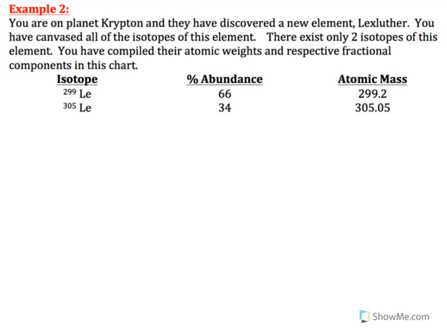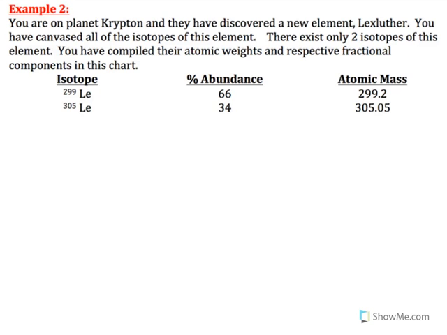Pretend you are on a planet, Krypton, and they have discovered a new element, Lex Luthor. You have canvassed all the isotopes of this element. There exist only 2 isotopes of this element, and you have compiled their atomic weights and their respective fractional components in this chart given. So we see here that there's the isotope 299 Le and 305 Le. Their percent abundances are 66 and 34% respectively, and their atomic masses are 299.2 and 305.05.